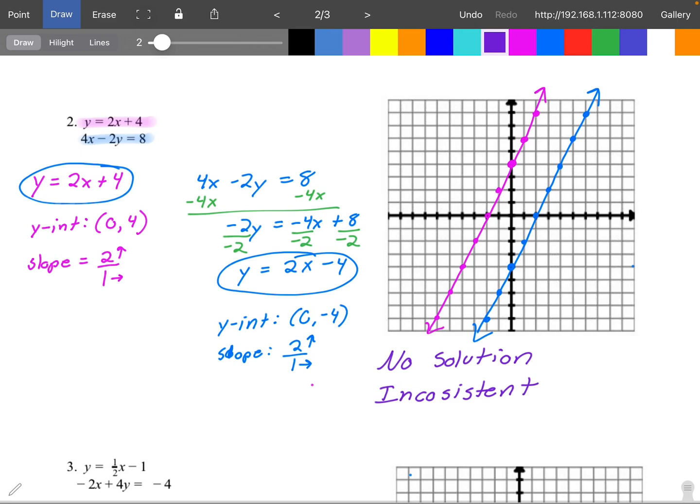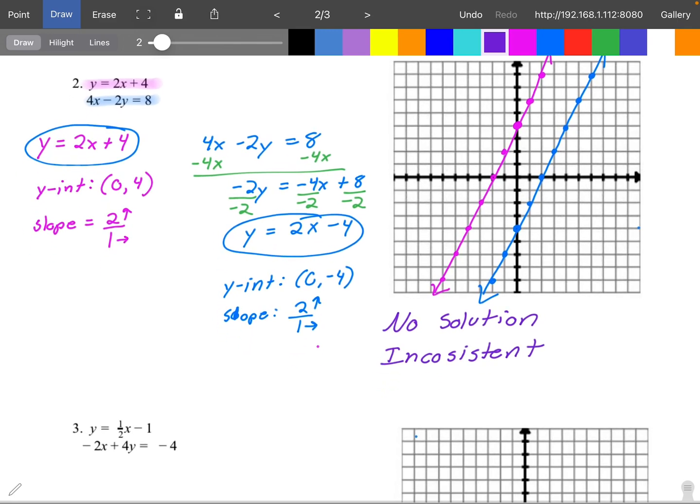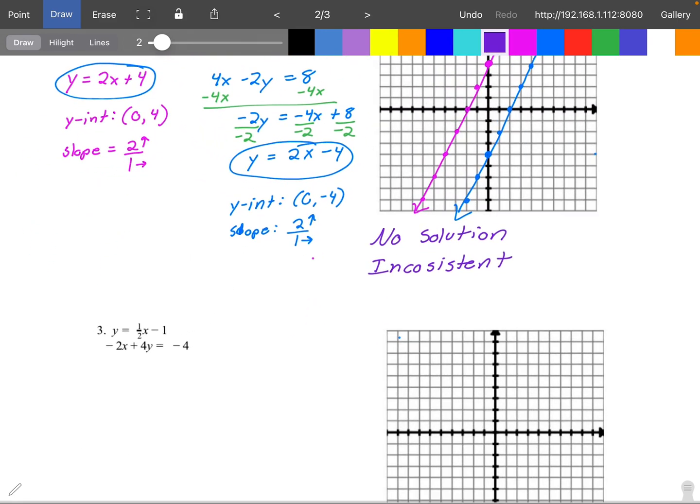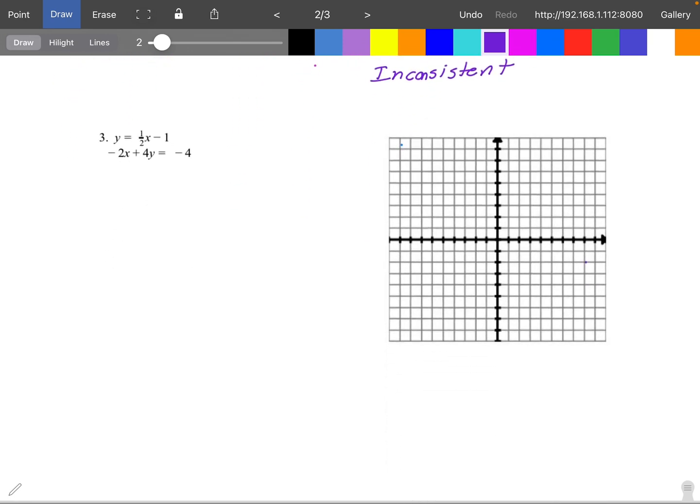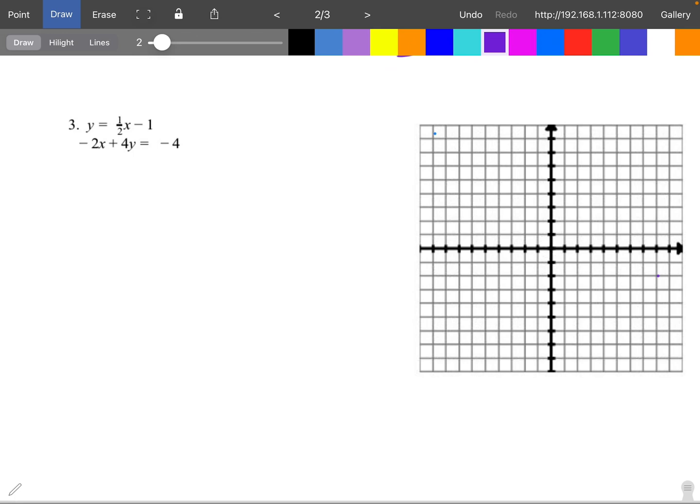All right, so now we need to take a look at number 3. But make sure you always list the solution and whether it's consistent independent, consistent dependent, or inconsistent. And I left my n out right here. Okay, so for number 3, again, we have 2 equations, pink and blue.